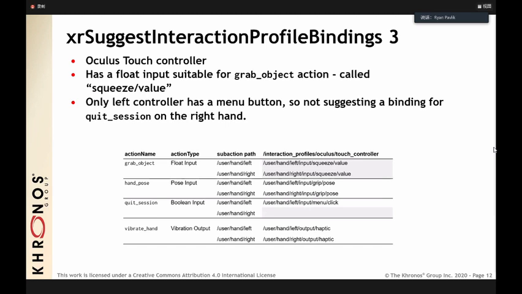The last example of suggested bindings is the Oculus Touch controller. The Oculus Touch controller has a float squeeze input. It can report how hard you are squeezing using a floating point value between 0 and 1. The grab object action will get a value anywhere in that range, just like the analog trigger on a Vive controller.